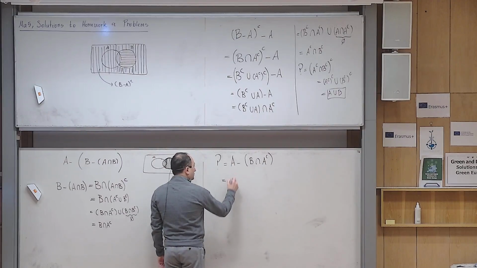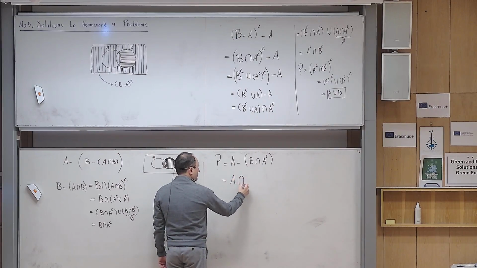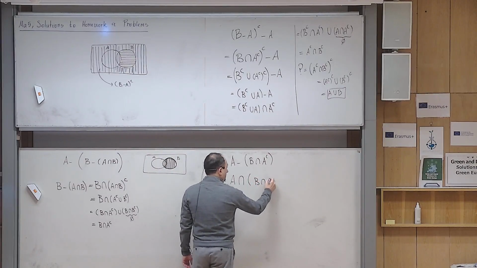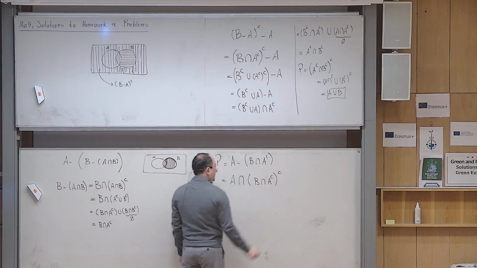Again, the rule is to write the first one, change this to intersection, but then I make this complement. That is one thing I want you to understand now. This is good that you have this here.